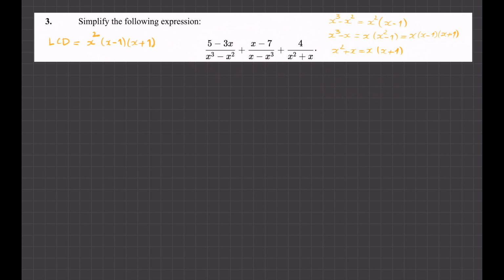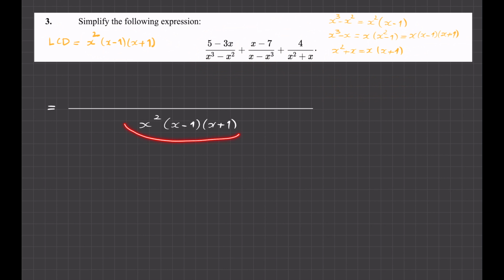So now I will write that this expression is equal to, still remember this is a minus sign because I interchanged them. So I will write my LCD here, which is x squared times x minus 1 times x plus 1. And now I compare my LCD with this expression. So if you compare the LCD with this expression, what extra factor do you see?